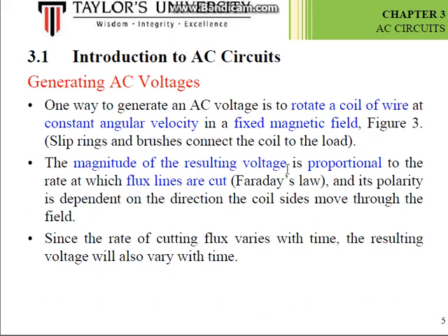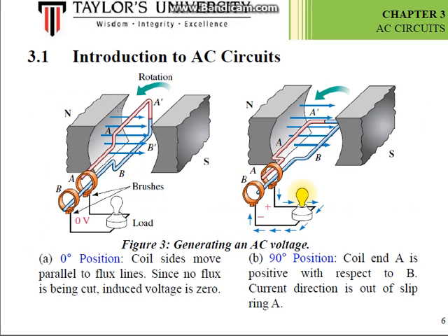The resulting voltage is usually proportional to the rate at which the flux lines are cut. This basically means that the faster the flux lines are being cut, the higher the voltage that you actually get. So the resulting voltage is proportional to it. The rate of cutting flux varies with time, definitely. So it basically means also that the voltage actually varies with time. So this just means that when you have this thing over here being rotated again and again, right?